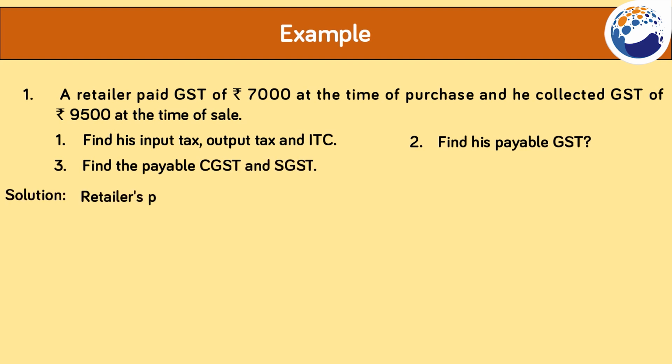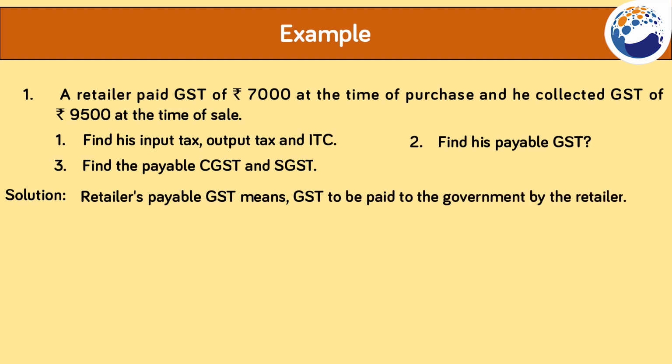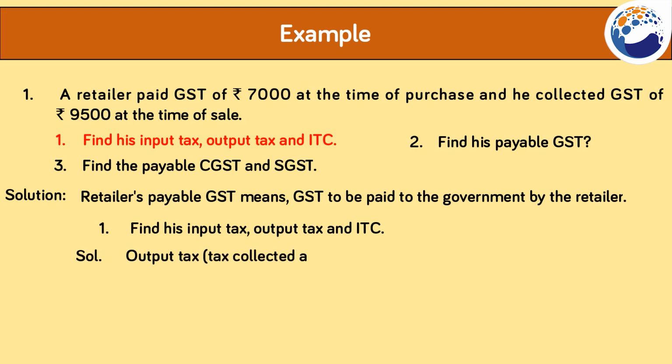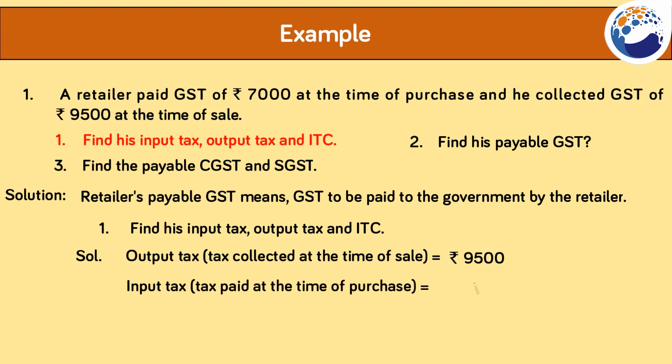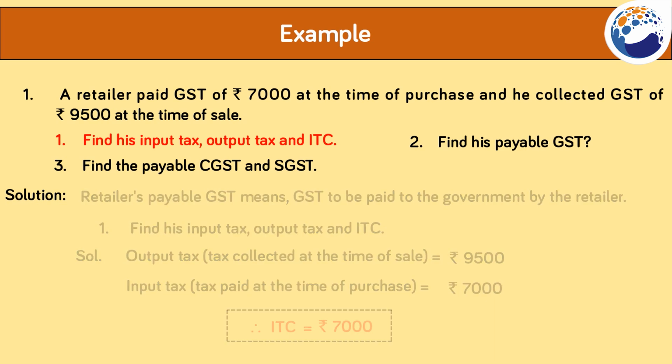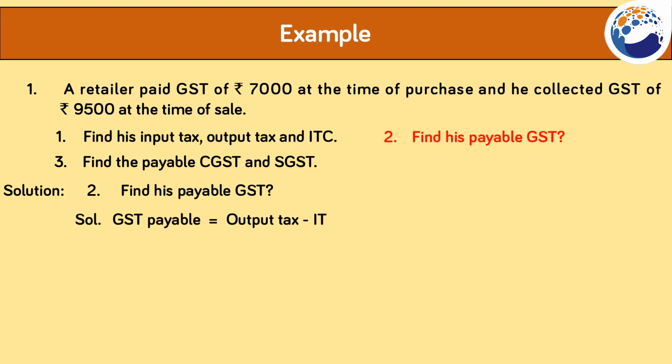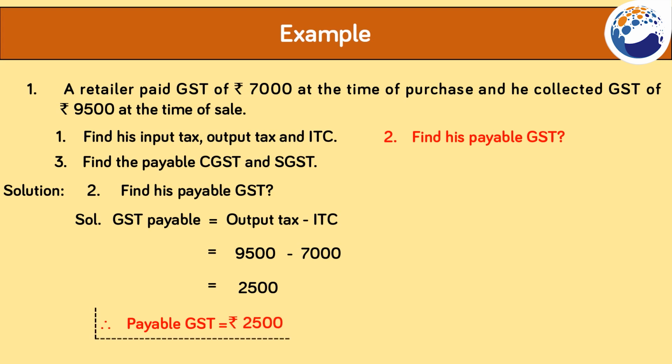Solution. Retailer's payable GST means GST to be paid to the government by the retailer. Output tax, tax collected at the time of sale is equal to rupees 9,500. Input tax, tax paid at the time of purchase is equal to rupees 7,000. Therefore, ITC is equal to rupees 7,000. GST payable is equal to output tax minus ITC is equal to 9,500 minus 7,000 is equal to rupees 2,500. Therefore, payable GST is equal to rupees 2,500.